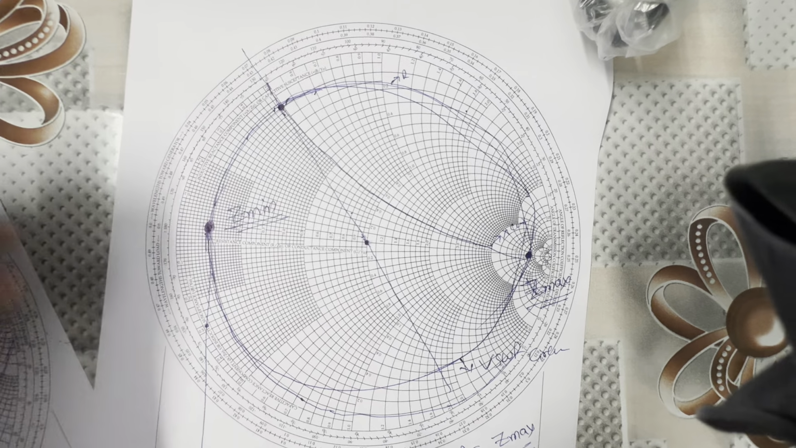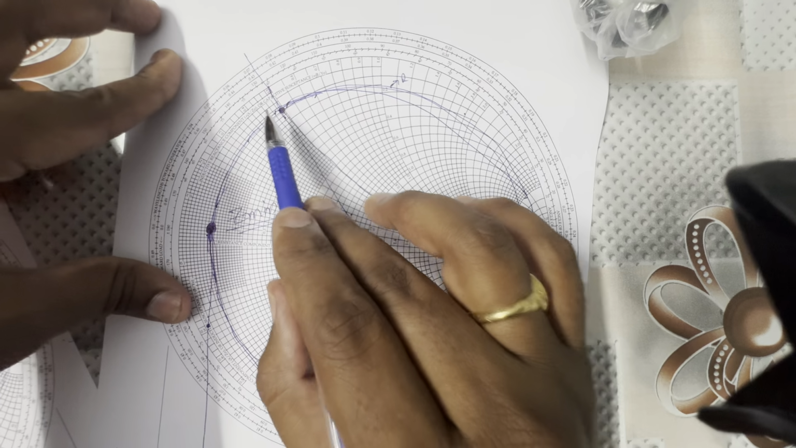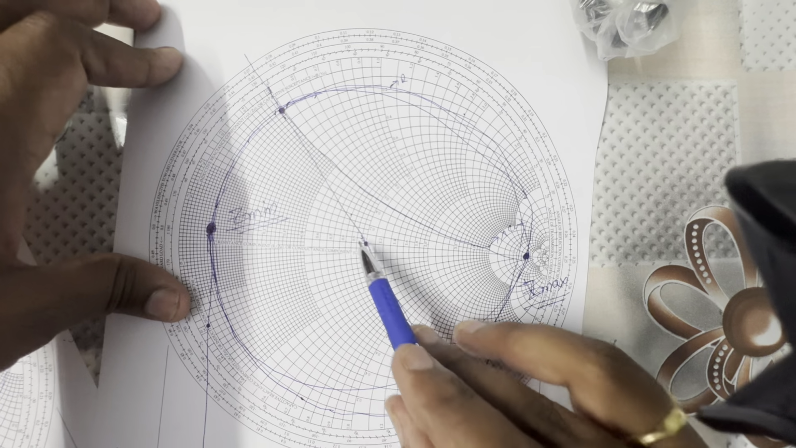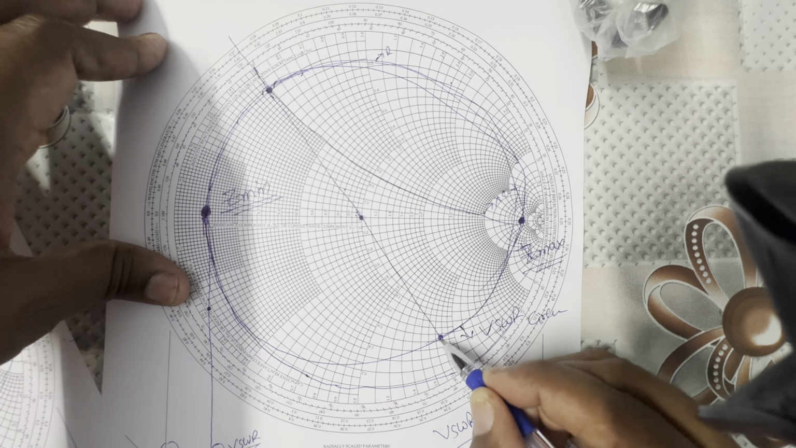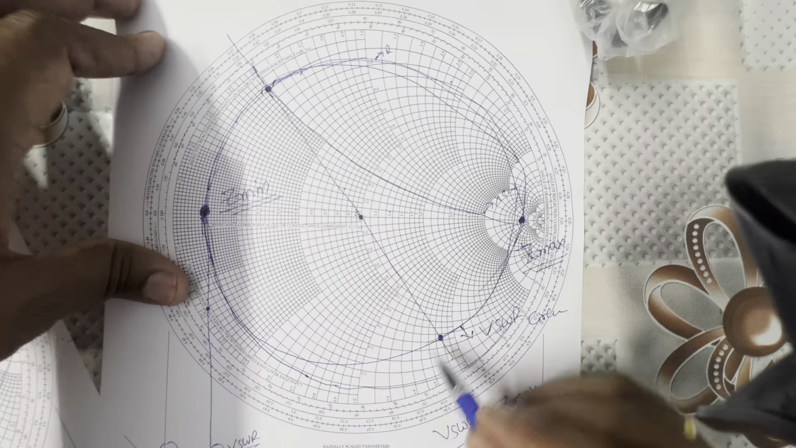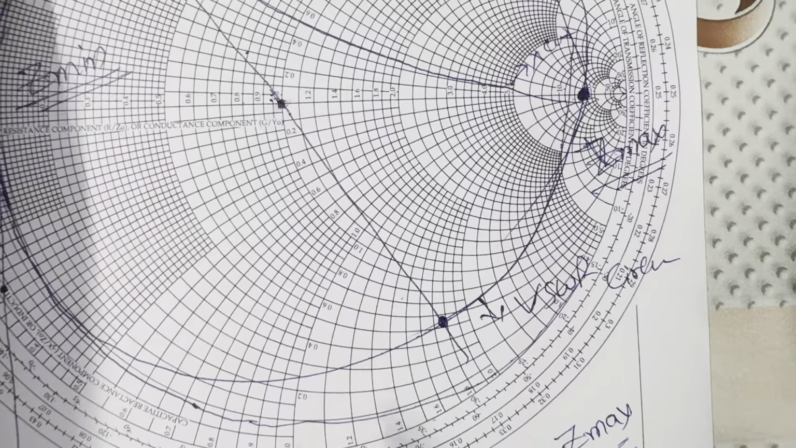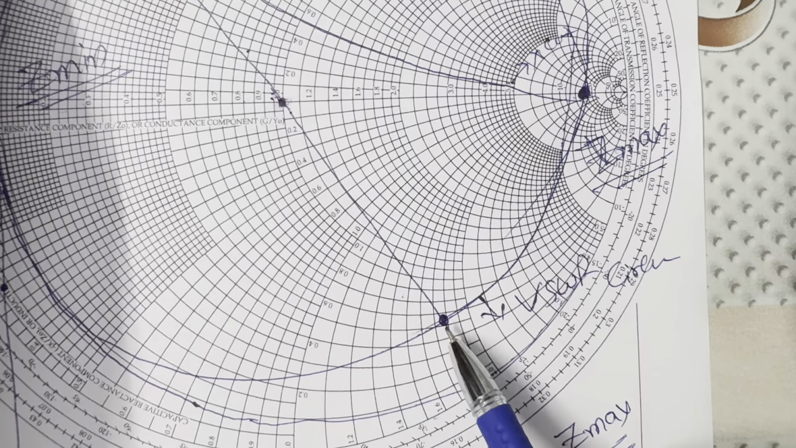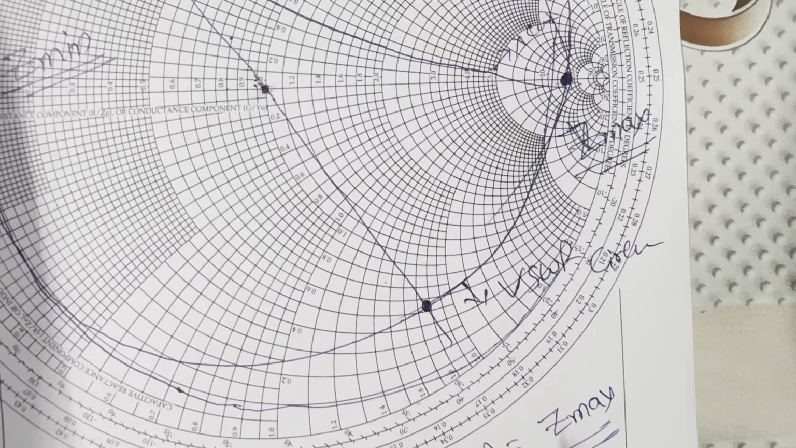Just look here. Here we are calculating two points. One point is this, another point is this. Extend the line like this and like this. And look here, this is where this line cuts the VSWR circle. That is the normalized admittance, and I will show you how much it is.